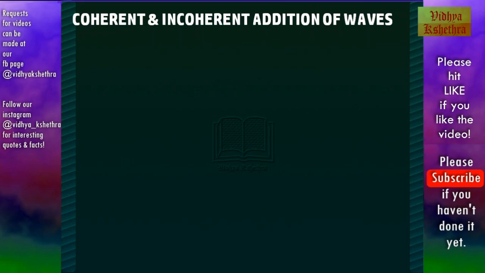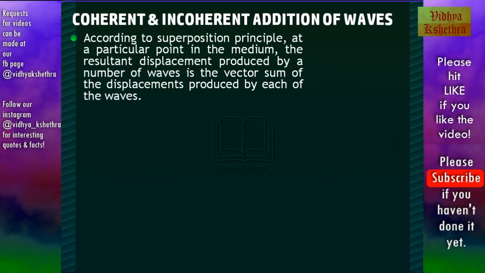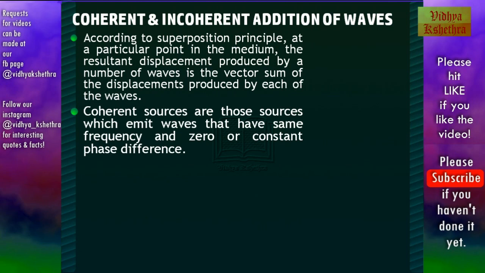So, in this section, first we shall see what we mean by the superposition principle. According to the superposition principle, at a particular point in the medium, the resultant displacement produced by a number of waves is the vector sum of the displacements produced by each of the waves. Now, coherent sources are those sources which emit waves that have the same frequency and zero or constant phase difference.